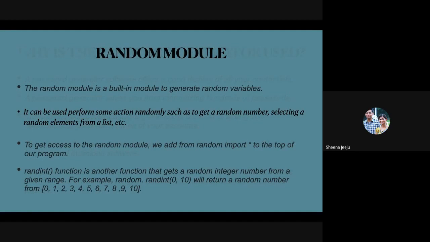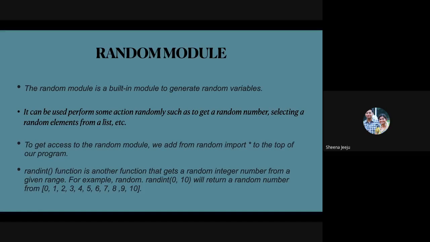The random module. The random module, which I'll be using in my program, is a built-in module to generate random variables. It can be used to perform some actions randomly, such as to get a random number, select a random element from a list, or get a random number from a given range, etc. To get access to the random module, we add "from random import" to the top of our program.